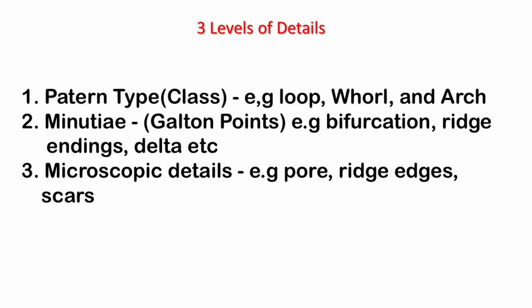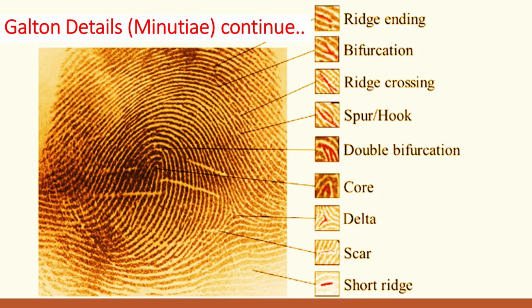Okay, let me say this. We have three levels of details. The first one is the pattern type, whether the fingerprint belongs to loop, arch, or whorl, or belongs to any of the subgroups. Then the second level of detail is minutiae. If you look at the screen, you see points. I will still talk about that one. Then the third level is microscopic details, like the pores.